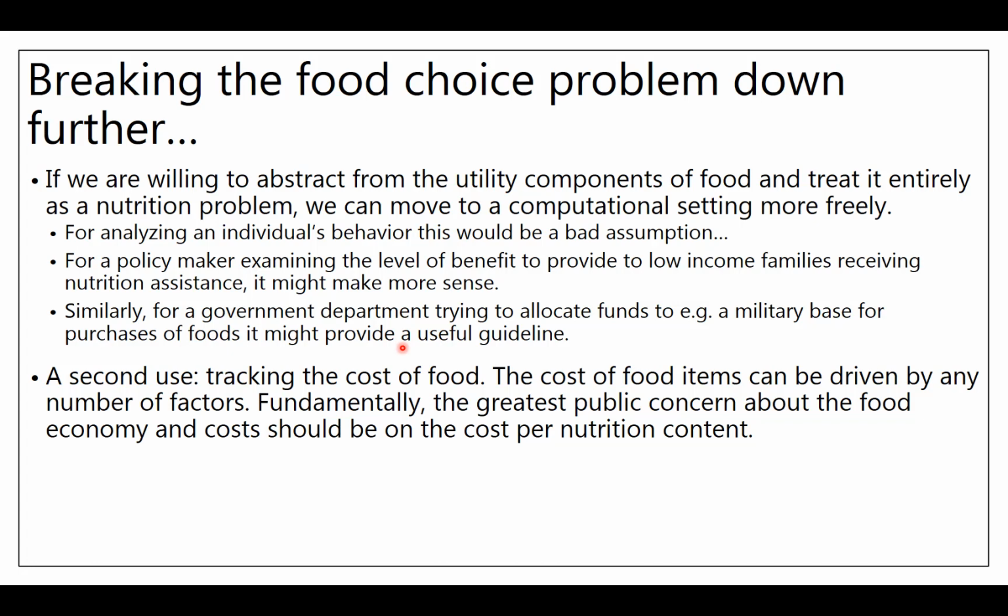A second use might be just tracking the cost of food. As I said at the very beginning, if we were doing food policy all the way through this class, one of the things we would look at is food inflation and how they track it. The cost of food items, just like the cost of many other things, changes over time, and it can be driven by a number of factors. So the cost of computers over time has fallen, but the functionality of a computer has gone way up.